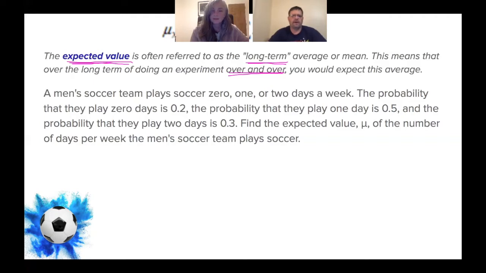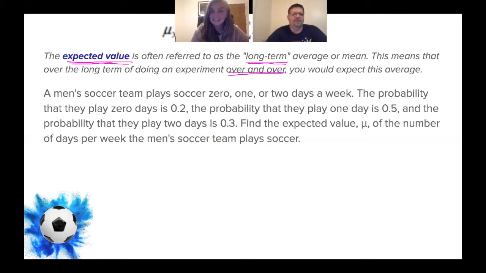Okay, so we have a problem here about a men's soccer team, and apparently they're not really too heavily into soccer because they only play 0, 1, or 2 days. They don't play a lot. It's probably us over-50 crowd soccer. You know, we go out there and call it a game, all right. But they're not really into it. But they play a little bit.